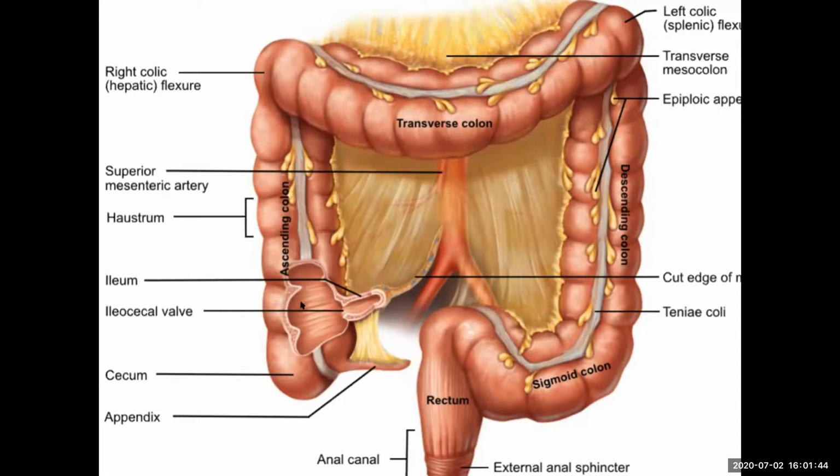And then as you move forward in your digestive tract, you enter the ascending colon, the transverse colon, the descending colon, the sigmoid colon, the rectum, and then the anus.